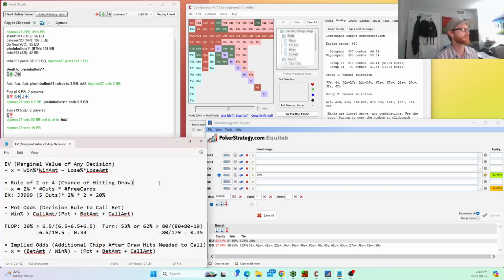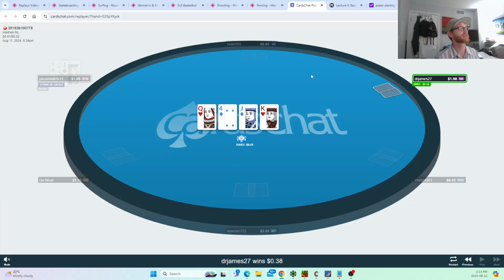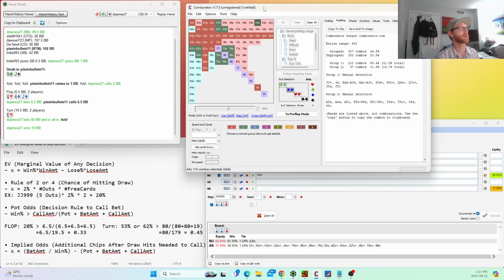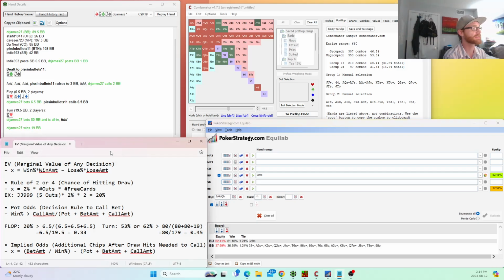I made those decisions, and those are the 4 tools and how you can utilize the PokerTracker hand history, the simulator hand visualizer at Cards Chat, and using Combonator and Equilab from PokerStrategy.com, which is a great website for education. And I'll also post these formulas. If you want to try to go through this yourself with your own hand, I highly suggest it. You'll get better and better each time you do it.